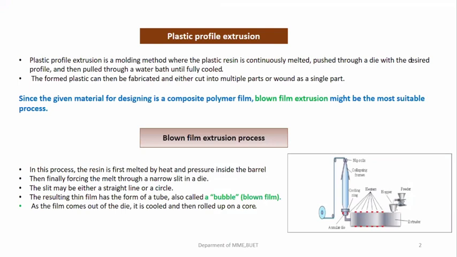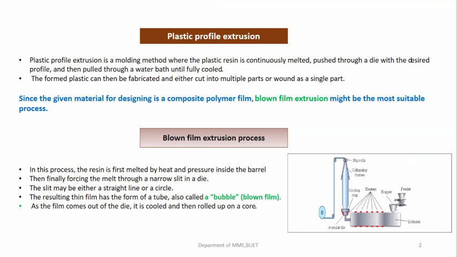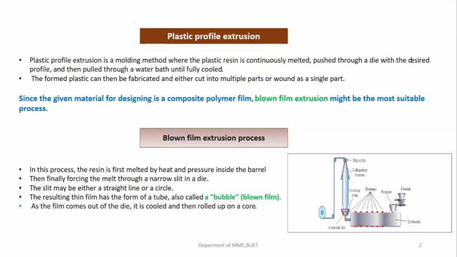Next, plastic profile extrusion is a molding method where the plastic resin is continuously melted, pushed through a die with the desired profile, and then pulled through a water bath until fully cooled. The formed plastic can then be fabricated and either cut into multiple parts or used as a single part.